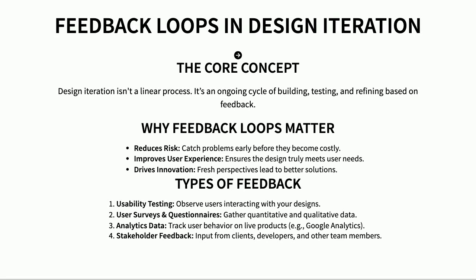Okay, let's talk about how feedback loops are absolutely crucial to designing great products. Think of design iteration as a cycle. You don't just build something once and hope for the best. Instead, it's all about building a first version, getting it in front of real users, gathering their thoughts, and then using that information to make improvements. This process helps us avoid costly mistakes down the road, ensures our designs are actually useful for people, and even sparks some really innovative ideas.